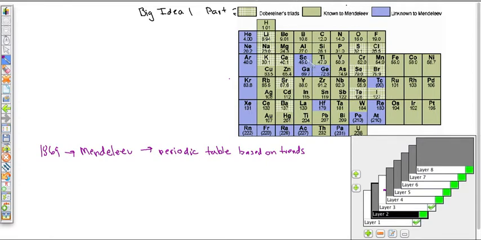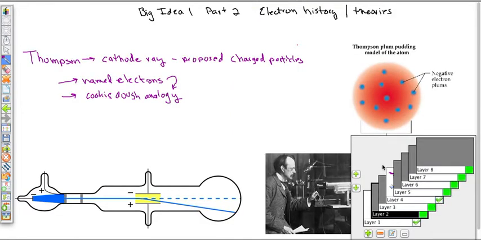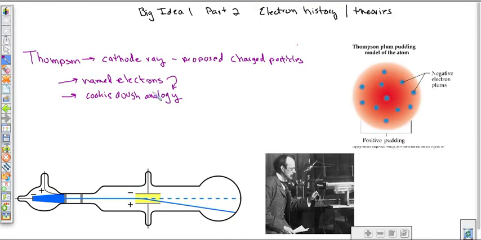And then later on when they found the actual elements, when they were able to actually synthesize them or dig them up, his notes matched up almost perfectly to what was actually there. So his little table that he set up made some incredible predictions. And so we've just essentially expanded his table since. So that was Mendeleev. Next guy that came along was Thompson.